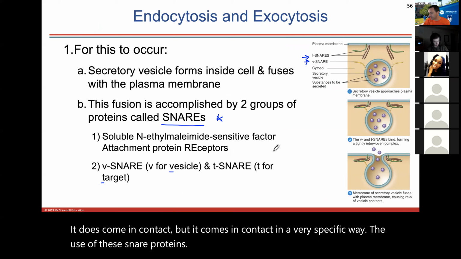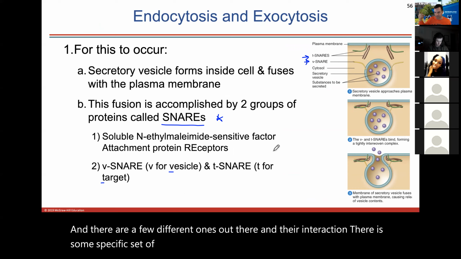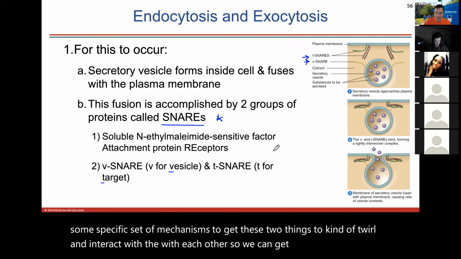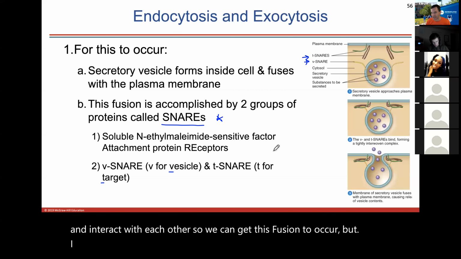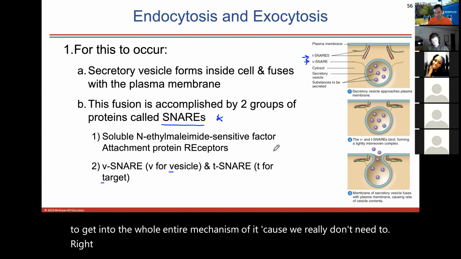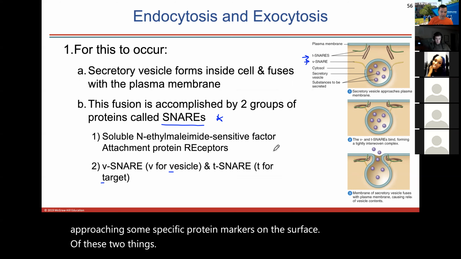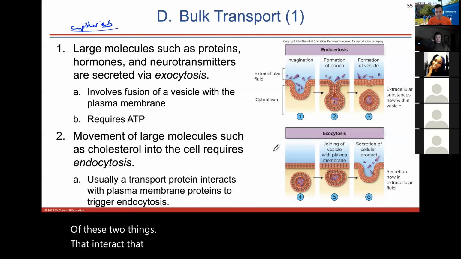Okay? And there are a few different ones out there in their interaction. There is some specific set of mechanisms to get these two things to twirl and interact with each other so we can get this fusion to occur. But I just want you to know that's how it actually happens. We're not going to get into the whole mechanism of it because we really don't need to. But understand we have an interaction of V-SNARE and T-SNARE proteins, specific protein markers on the surface of these two things, that actually allow endocytosis and exocytosis to occur.